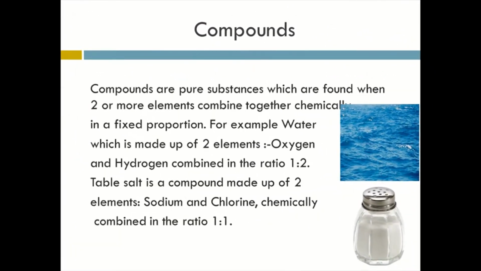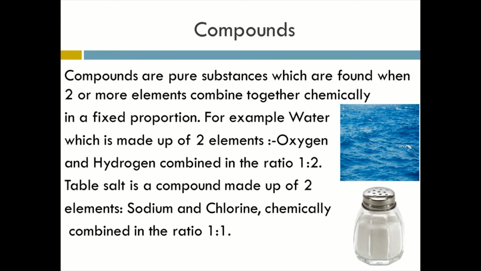Compounds. Compounds are pure substances which are found when two or more elements combine together chemically in a fixed proportion. For example, water, which is made up of two elements, oxygen and hydrogen, combined in the ratio 1:2. Table salt is a compound made up of two elements too. It is combined of sodium and chlorine, chemically combined in the ratio 1:1.